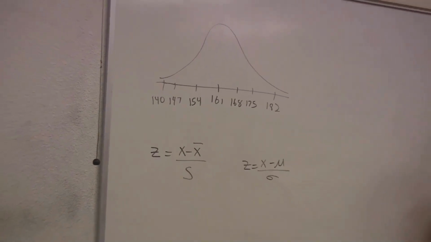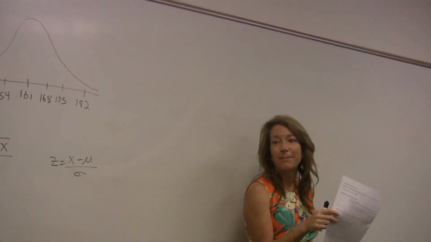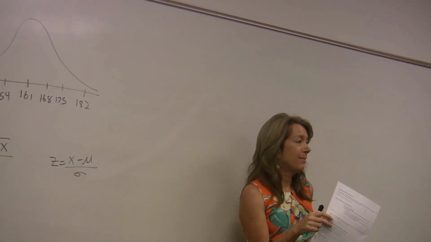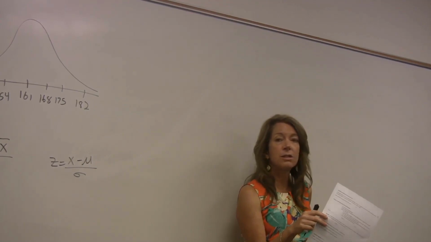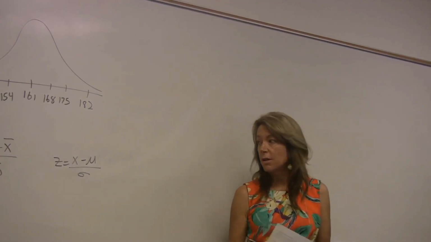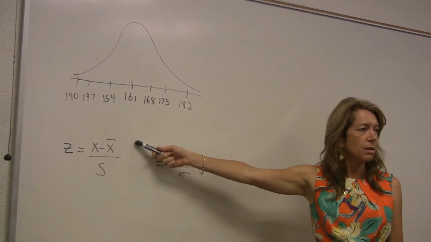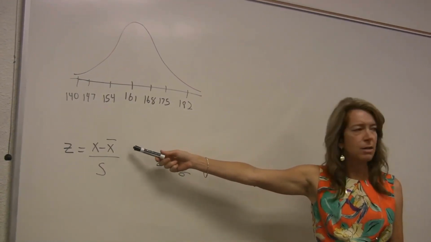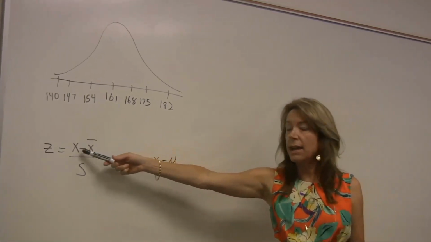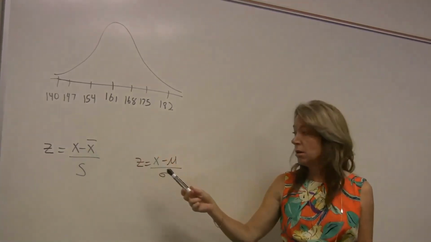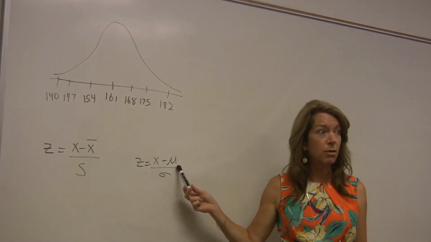Let's talk about these 2 formulas. What is similar about them? They're both z equals. What else is similar? What am I doing on the top here in words? Subtracting x from something. X bar, what's x bar? Mean. So I have x minus the mean. Over here I have x minus the mean. What's the difference?